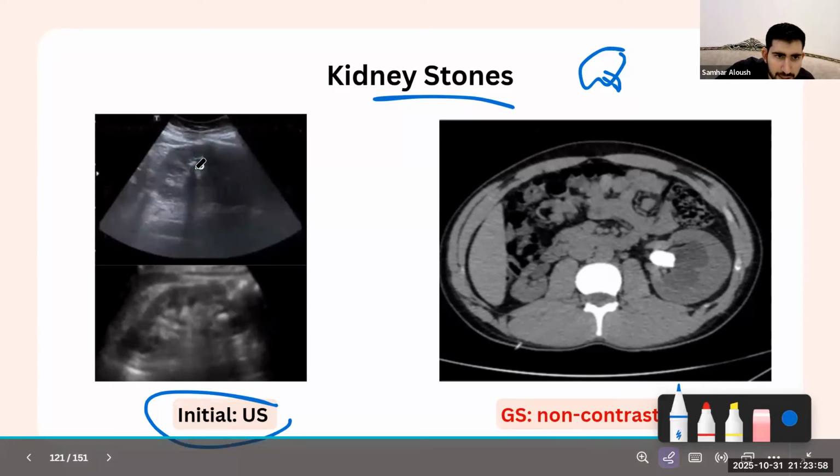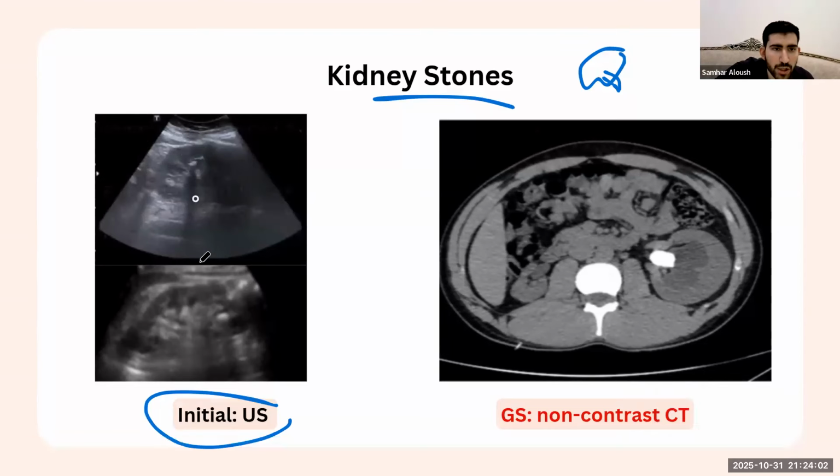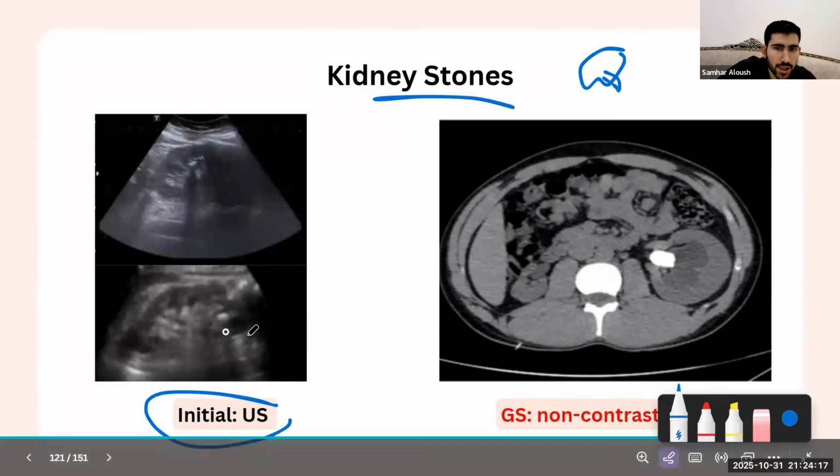There's a dense area, this white is very dense, we call it hyperechoic. Then there is shadowing behind it. This is a stone. This is always the shape of a stone. The white thing behind it is a shadow. That's a kidney stone in ultrasound. We call it hyperechoic. Stone is dense, then behind it there's a shadow.